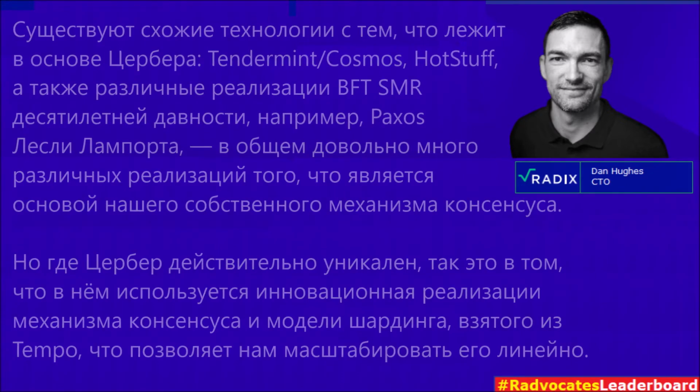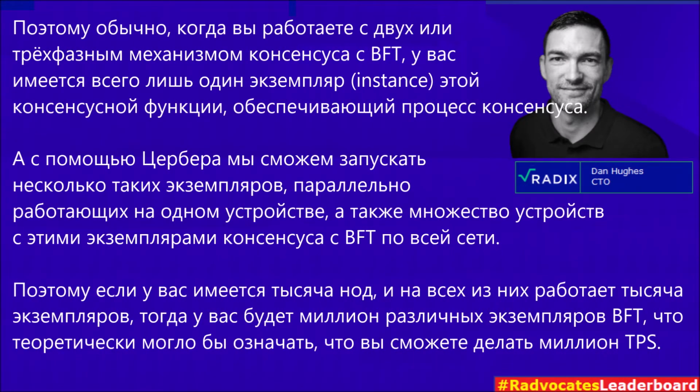can scale it linearly. Usually when you're running 2 or 3 phase commit BFT consensus mechanisms, you have a single instance of that consensus process running. What we're able to do with Cerberus is run multiple ones of them in parallel on the same machine, and run machines that are running multiple instances of this BFT consensus mechanism across the network as well. So if you've got 1,000 nodes and they're all running 1,000 instances, then you have 1 million different BFT instances, which theoretically would mean you could run 1 million TPS.